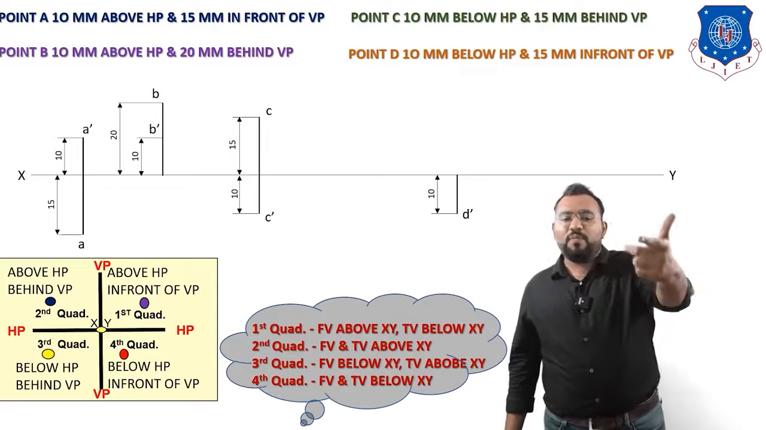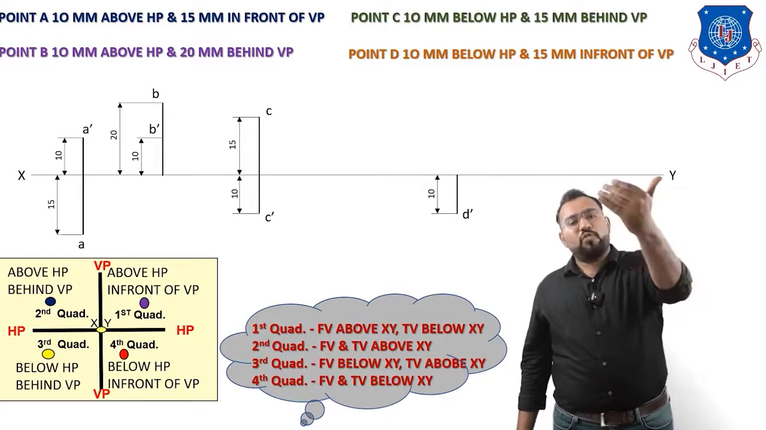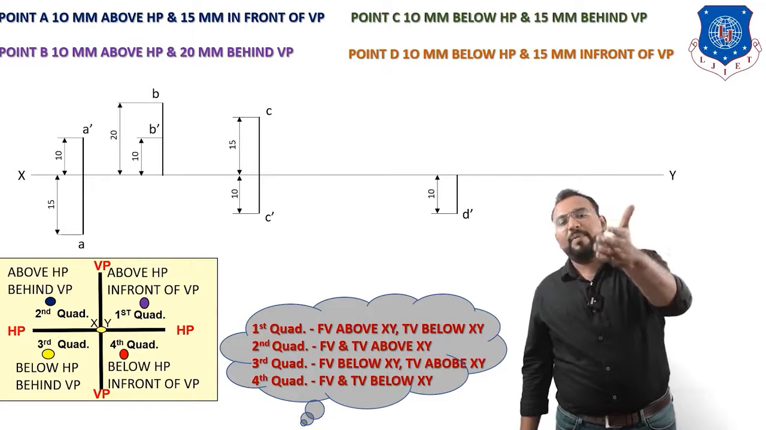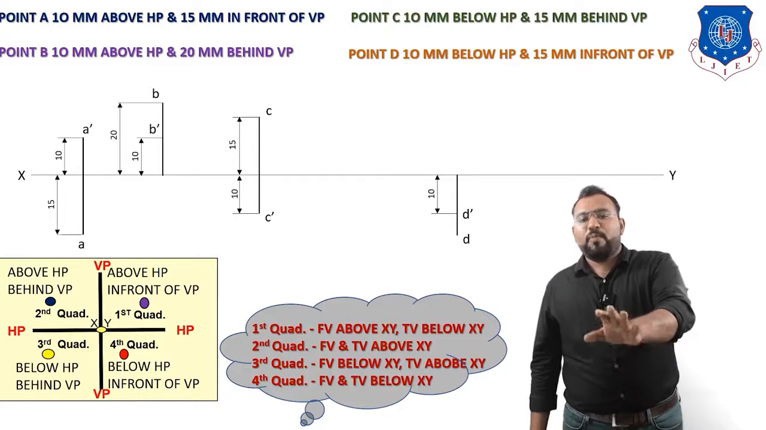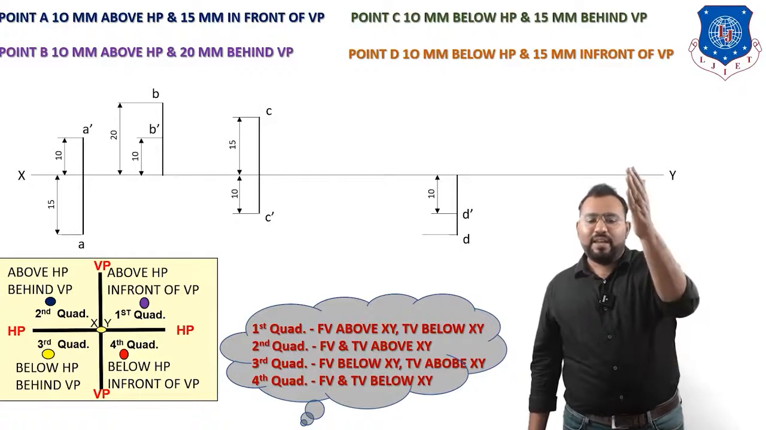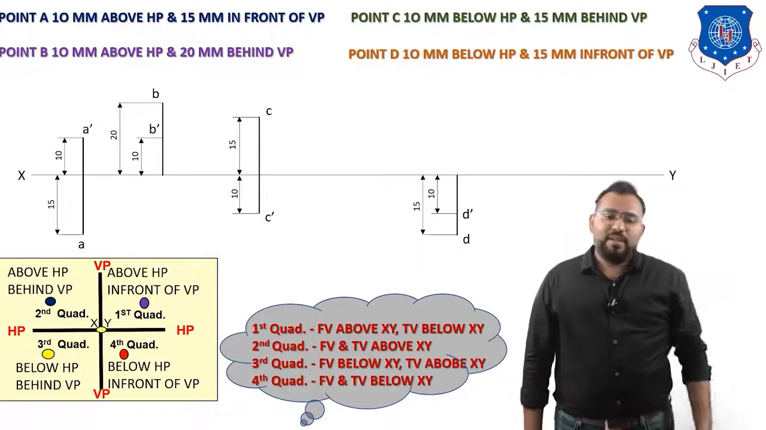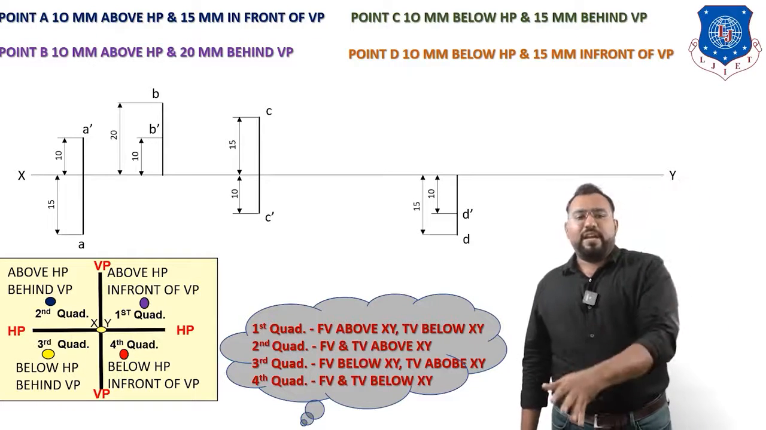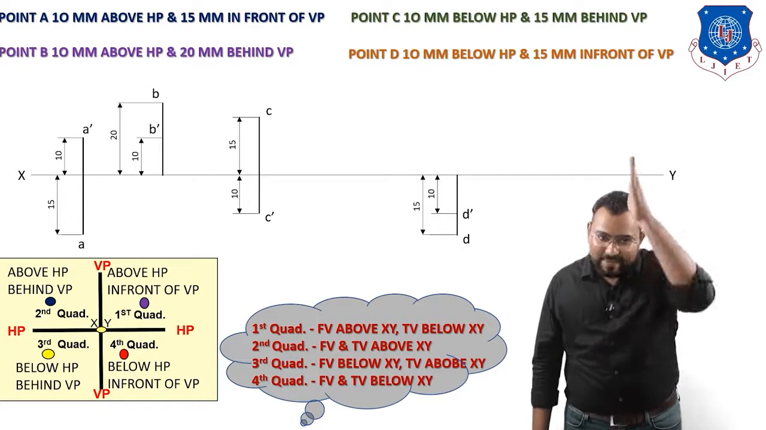Now 15 mm in front of VP. In front of VP means top view. In the fourth quadrant, the front view and top view both are below the XY line, so it is also going to come below the XY line. So draw a 15 mm line which is below XY, something like this. Now give it the notation point D. Draw the extension line and give a dimension using the aligned method. Draw the arrowhead and write 15 over there. So this is how you can draw it. And always remember, in all these projections, the front view and top view both are in the same line.